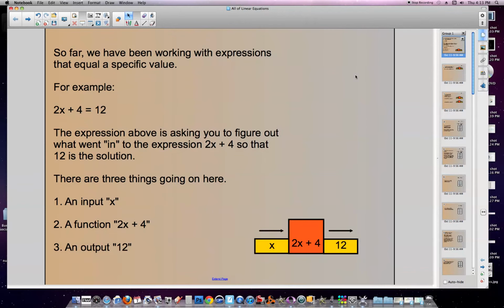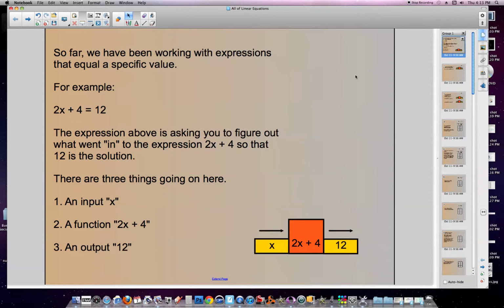Okay, so this is going to be a little bit of an introduction to linear equations. This is actually the first video out of 3 that are going to be all connected. I decided to break them up just to make it a little bit easier to put things together.